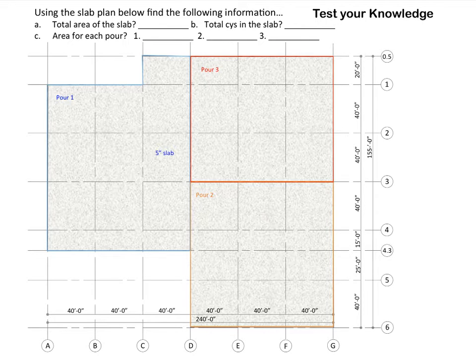All right, now let's do another test your knowledge activity here. Find the total square footage, find the area for each pour: pour 1, pour 2, and pour 3. We have a 5-inch thick slab, so calculate the total cubic yards. Pause the video now and do the work.